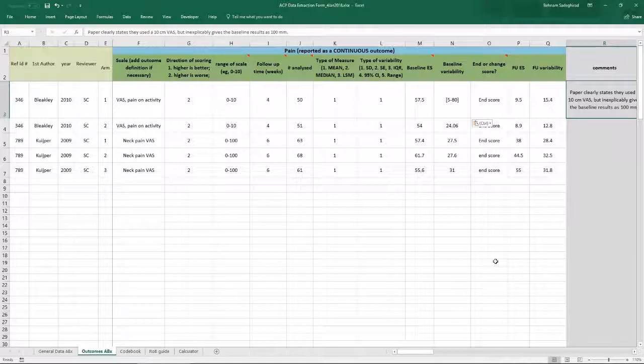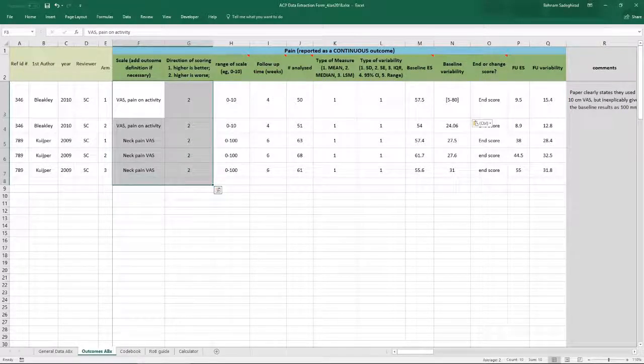While filling this out, please remember to enter the scale name and range for each outcome and each arm. Please do not leave any cells blank.